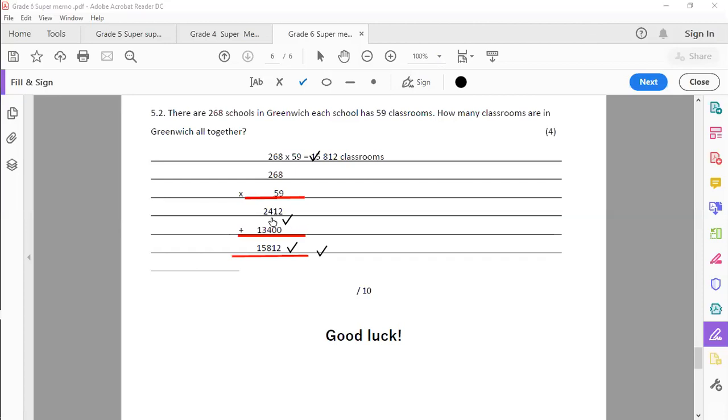All right, let me start again. So there are 268 schools in Greenwich, right? There's a town in Greenwich. Each school has 59 classrooms. So I want to know how many classrooms there are all in all. So I would multiply the amount of schools times the classrooms, to get 15,812. How did I get that? I multiplied. So I did a 3-digit number multiplied by a 2-digit number.